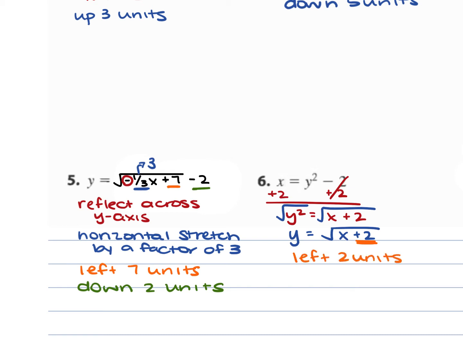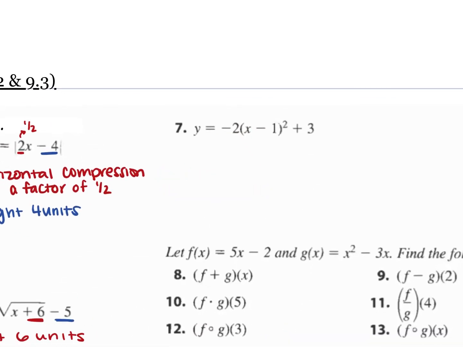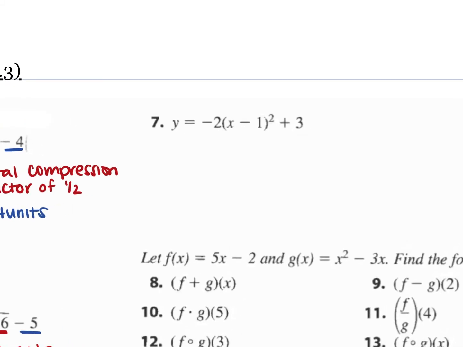For number 7, we have y is equal to negative 2 times x minus 1 squared plus 3. So again, we're going to work part by part for this. First, we have that negative that's in front of the 2, not inside the parentheses. So we're reflecting, but we're reflecting vertically, so we're reflecting across the x-axis. Next, we have that 2. 2 is in front of the parentheses, so keep it the way it is. It's greater than 1, so we have a vertical stretch by a factor of 2.